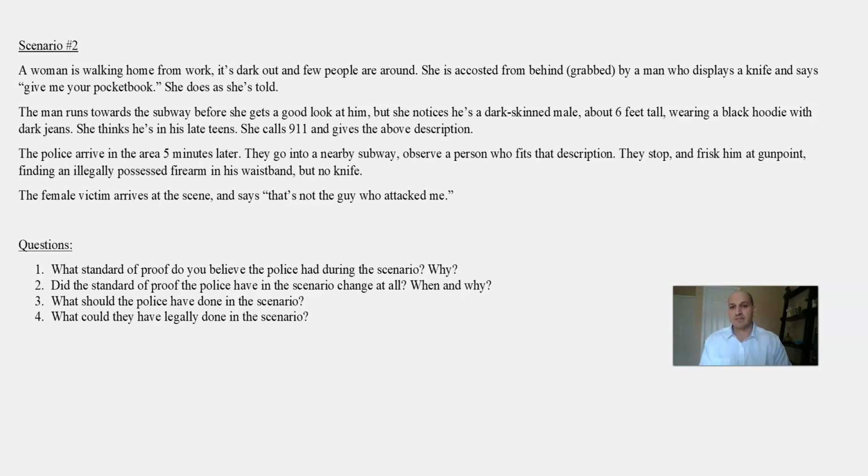The female victim, they do what's called a show up. They bring the victim to the perpetrator, right? The victim goes to the perpetrator, and then she looks at the guy and says, "That's not the guy," right? And this is after the police find an illegal firearm on him. Now, this throws a big monkey wrench into this scenario, right? So my question is, what standard of proof do you believe the police had during the scenario?